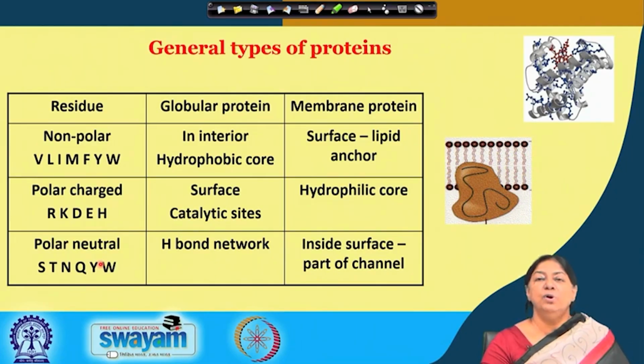So, the covalent bonds that we have in proteins are the peptide bonds. Apart from the peptide bonds, the other covalent linkages that are present in proteins are the disulfide linkages between two cysteine residues.